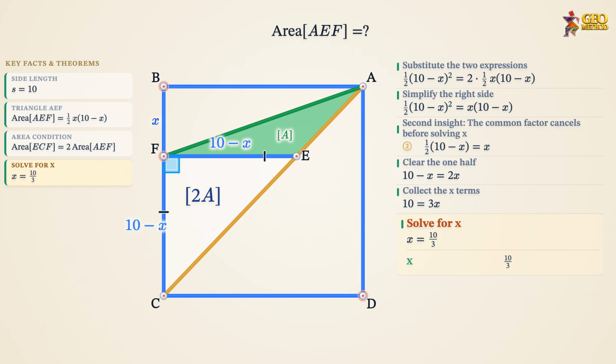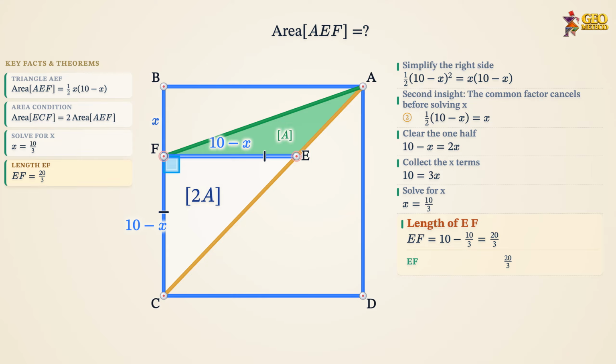Divide both sides by 3, and x is 10/3, about 3.33. That fixes F exactly 1/3 of the way along the left side from B, which matches the picture. Feed x back into the base. Segment EF is 10 minus 10/3, which is 20/3. Now every length in the green triangle is pinned down, and we can measure its area.